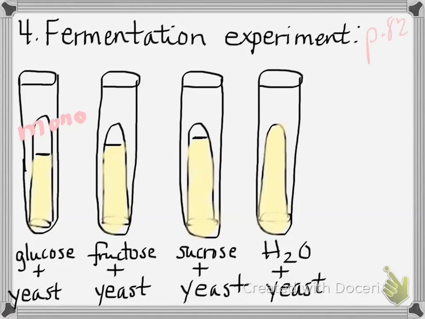Fructose, I think, came in a close second. Is that true? Again, another mono. Why did sucrose get third place? It's a di. So what does the yeast cell have to do before it could use sucrose? Break it apart. Why did water get dead last? There's no sugar there. Why did we have test tube 4? Yeah, this was our negative control.